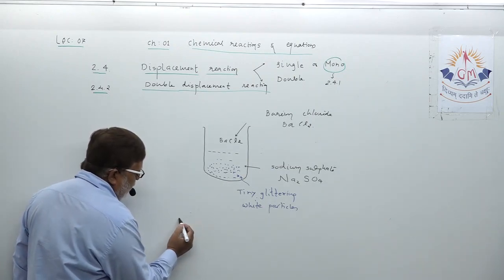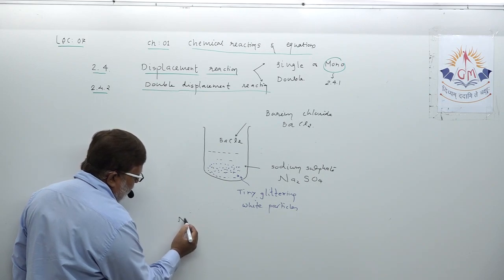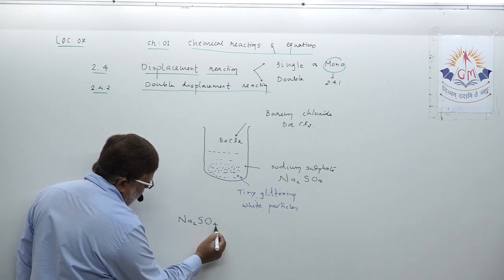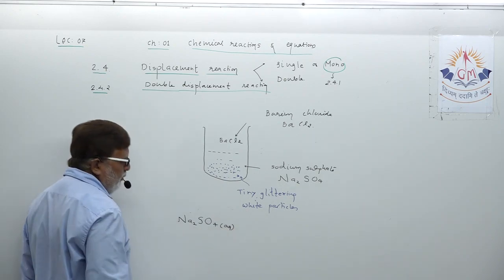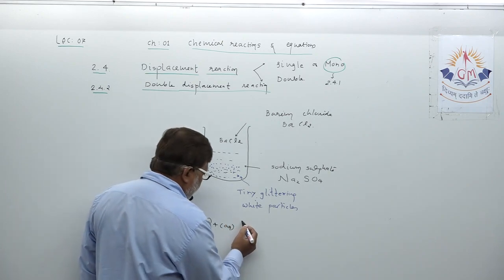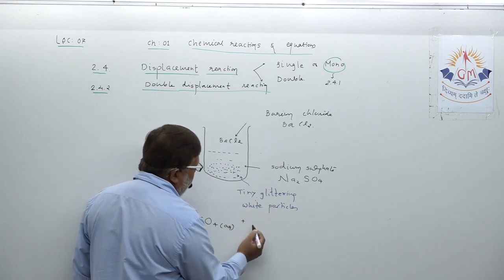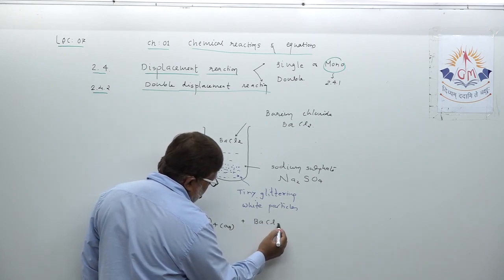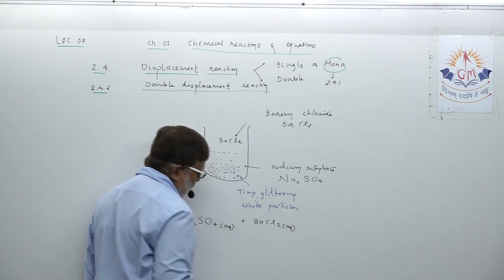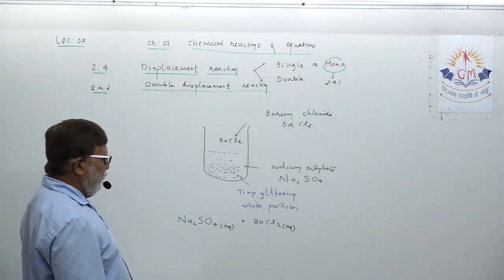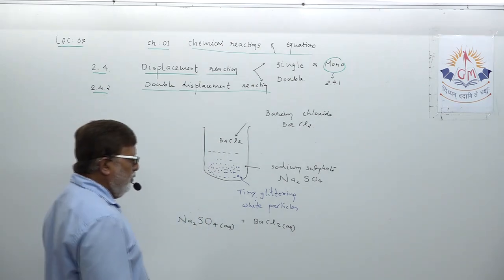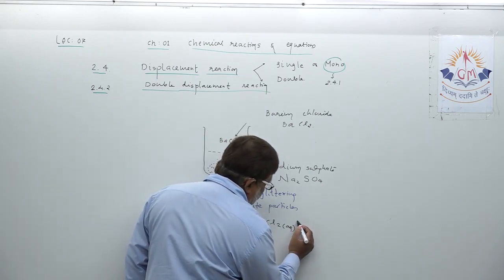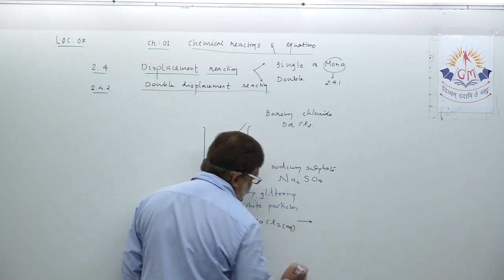See, first we have taken sodium sulfate solution, that means I have to write aqua here. Now this sodium sulfate solution reacts with barium chloride. I have to write aqua here. When sodium sulfate and barium chloride solutions react with each other, actually what happens?